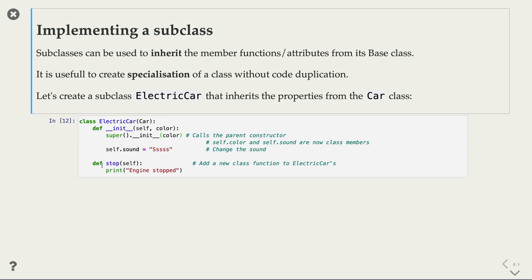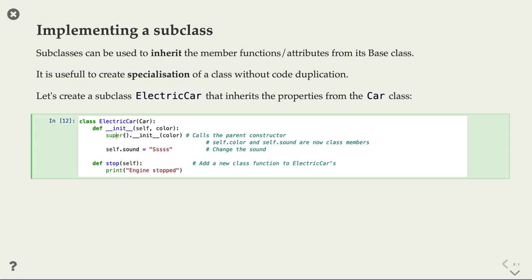And then existing methods. So in this case, we're defining a new constructor and the special super syntax. So you call super with no arguments, dot double underscore init. And so this is saying do what you would have done before in our parent class. The parent's init defines the color and default sound, and then we're modifying the sound to be a different sound for electric cars instead of the default car sound.